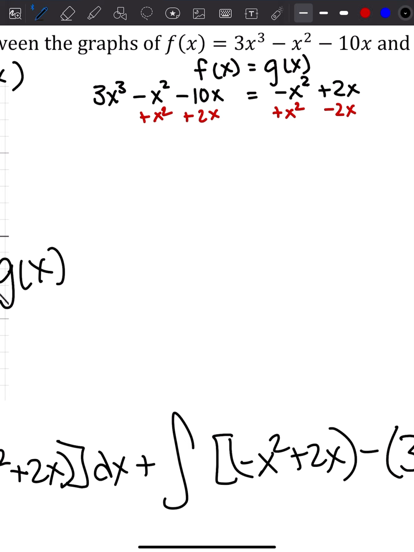In doing so, 3x cubed stays the same. We have an x squared, we're adding 1 to it, so we have 0 x squareds now. We have negative 10x, we're adding 2, so we have minus 8x. And if we look, that x cubed isn't as scary anymore because now we're just looking at what they have in common. Also, I said subtract on one side and add on the other. What am I doing? If I have 10x and I subtract another 2x, we're going to have 12x.